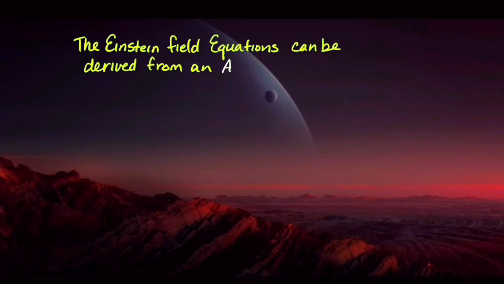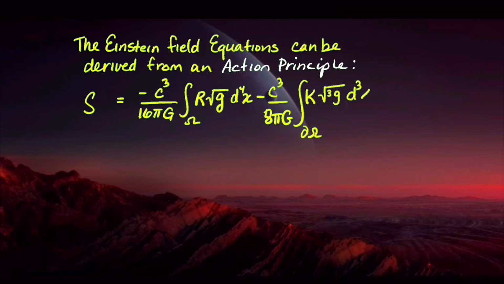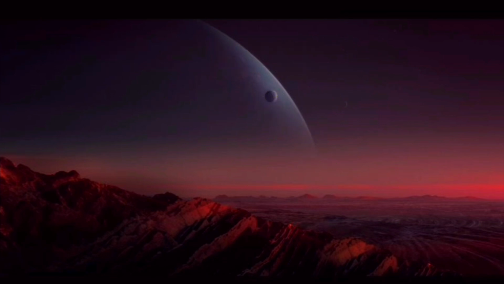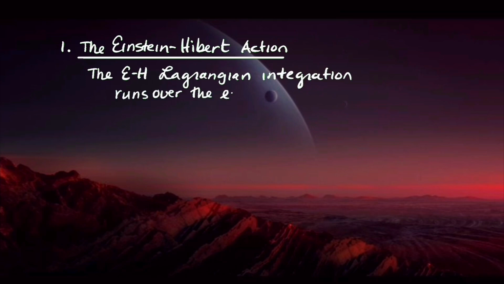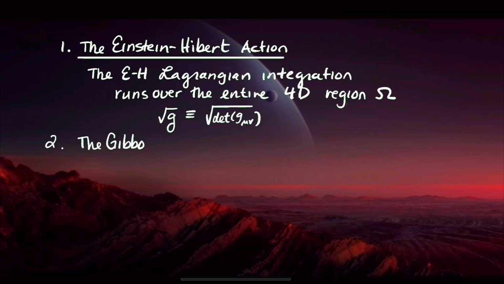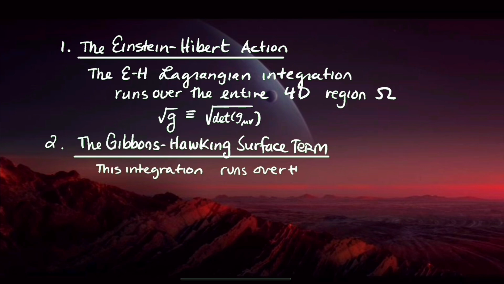The Einstein field equations can be derived from an action principle, S, given by this expression with three different integrals over different regions. Here we'll explain what each part is. We have the first part being the Einstein-Hilbert action. The Einstein-Hilbert Lagrangian integration runs over the entire four-dimensional region we're calling omega, and the square root of g is the square root of the determinant of the metric tensor.